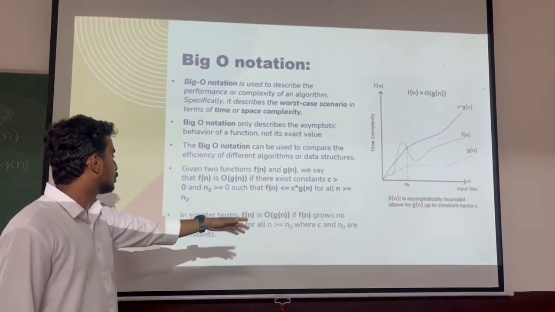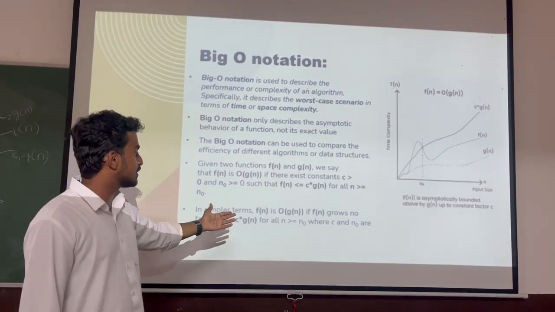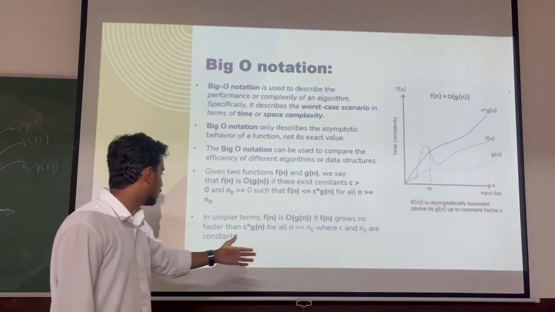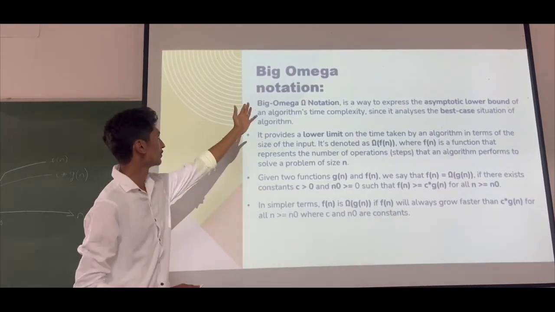If f of n grows no faster than c times g of n for all n values greater than or equal to n0, where c and n0 are constants. So the second type of asymptotic notation is big omega notation.